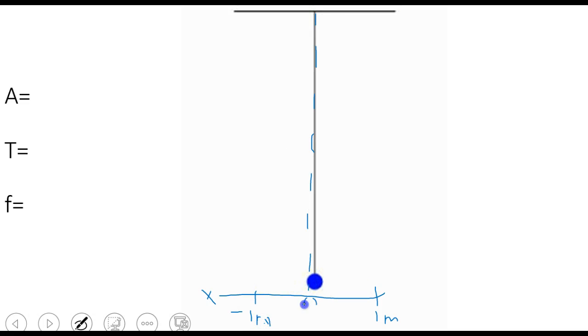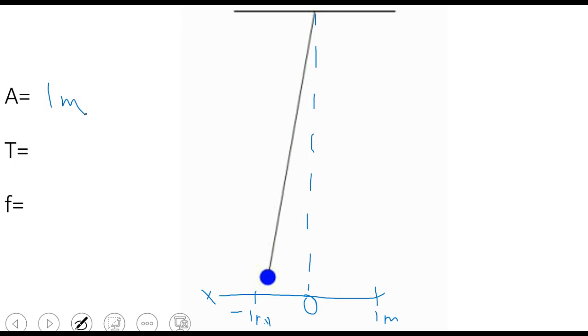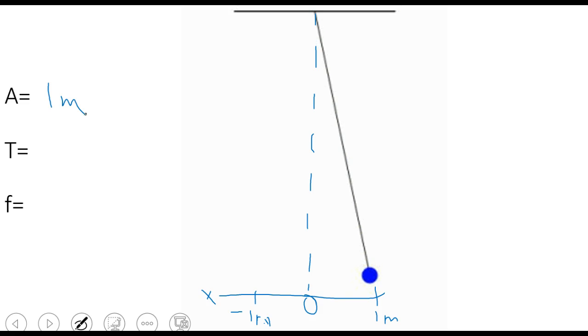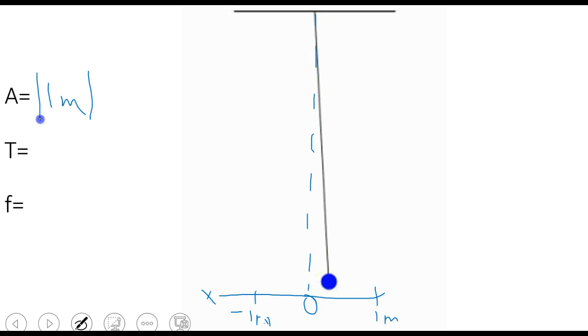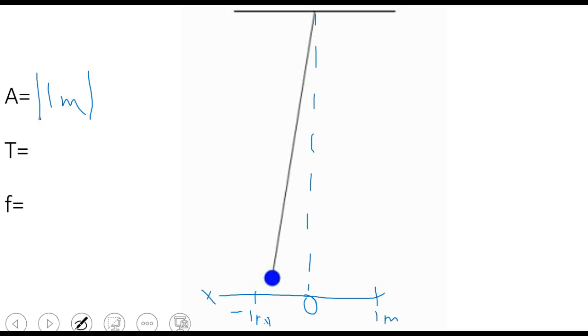And then it's got this 0 position right here, right? For the amplitude of this, it's this displacement from 0. So the amplitude of this pendulum is going to be 1 meter. It's the distance that it travels in either direction. Amplitude is usually described as an absolute value, and so this oscillates between -1 and +1 meters.